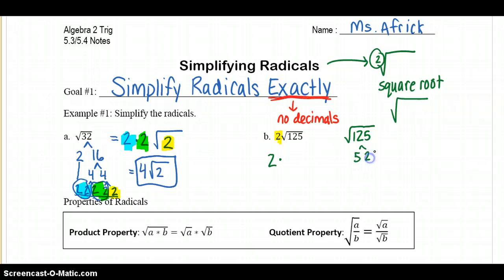125 factors into 5 and 25, and then 25 factors into 5 and 5. If I bring that down, now I've got my prime factorization. Every pair, I get to pull 1 out, so I get to pull a 5 out, and then this 5 is left underneath. Alright, for every pair I pull 1 out, that 5's left underneath the square root. So I'm left with 2 times 5 times the square root of 5. Now remember, we multiply numbers on the outside, so that's going to give me 10 times the square root of 5.